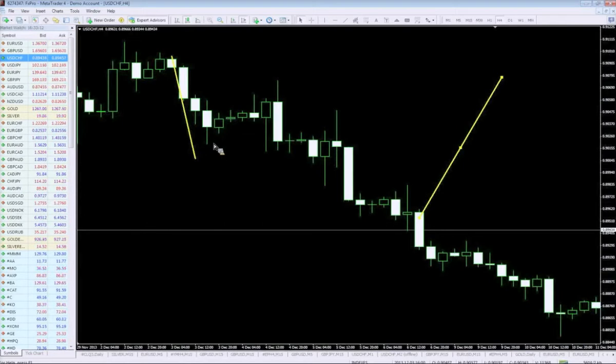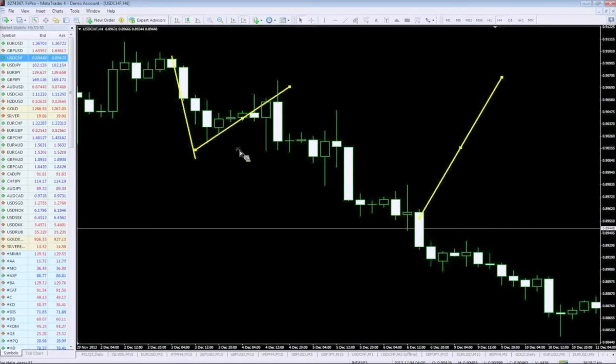But what you need to see to build a pullback is you need to see 2 higher wicks. And then when you have those 2 higher wicks, you can put a trend line across it. And that could be a bit of a guide to offer you a signal to get back in the trade after the pullback is finished. Does everybody see that?